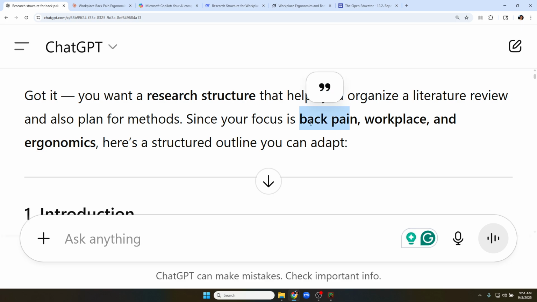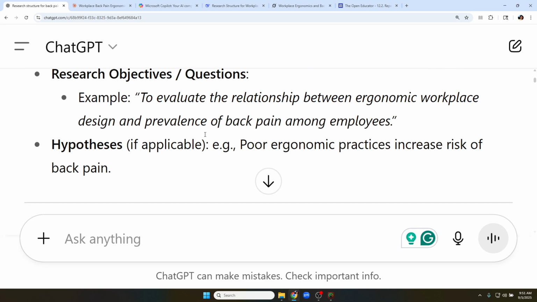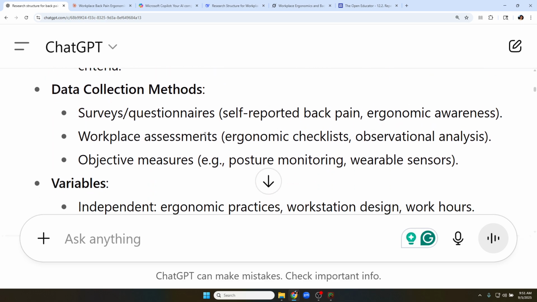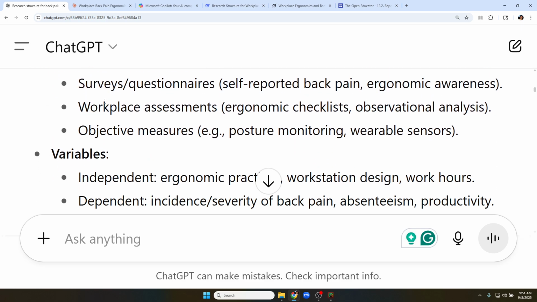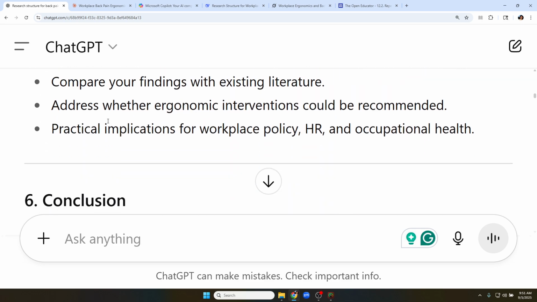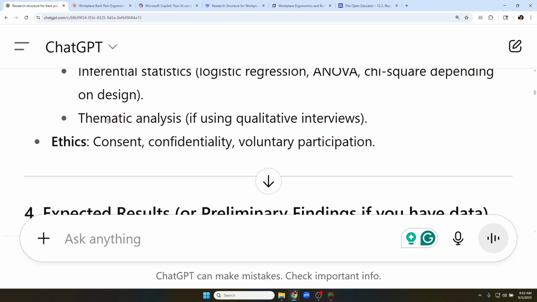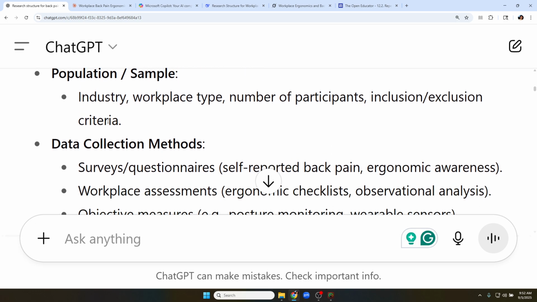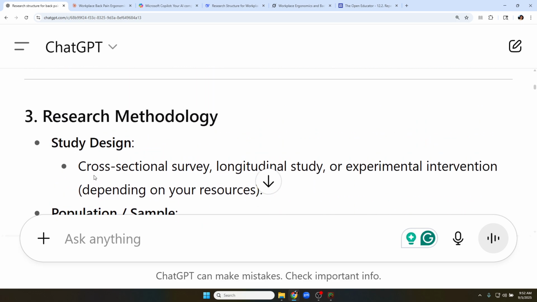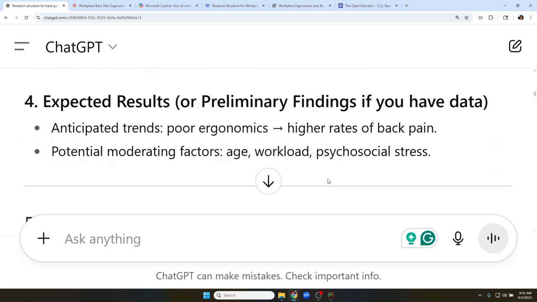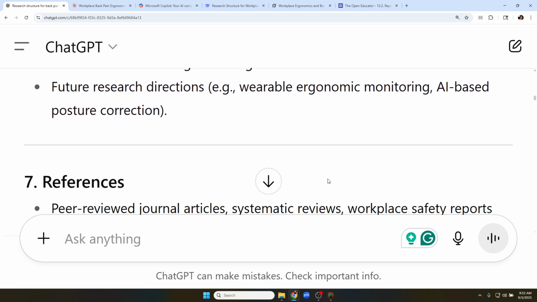Say I asked ChatGPT, hey, give me a structure for back pain, workplace, and ergonomics. And I read the structure. It is actually great. This is what you need to know, and also what you need to include in your research. It gives you a very nice structure. You can dig into each of these particular areas and update yourself. For example, let's say you need to learn how to do a cross-sectional survey or longitudinal study. You need to know some statistical stuff. So this is just a very nice structure.